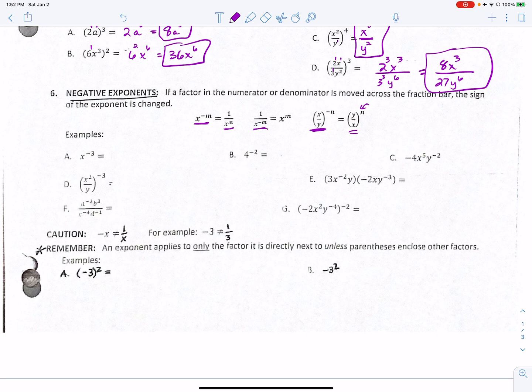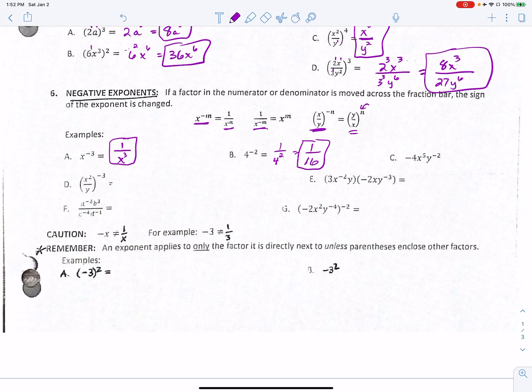So in part A, x to the negative 3, we'll write it 1 over x cubed. The goal will be to write it with all positive exponents. And so if I have 4 to the negative 2nd, that's 1 over 4 to a positive 2. And then we would multiply that out and make it 1/16.